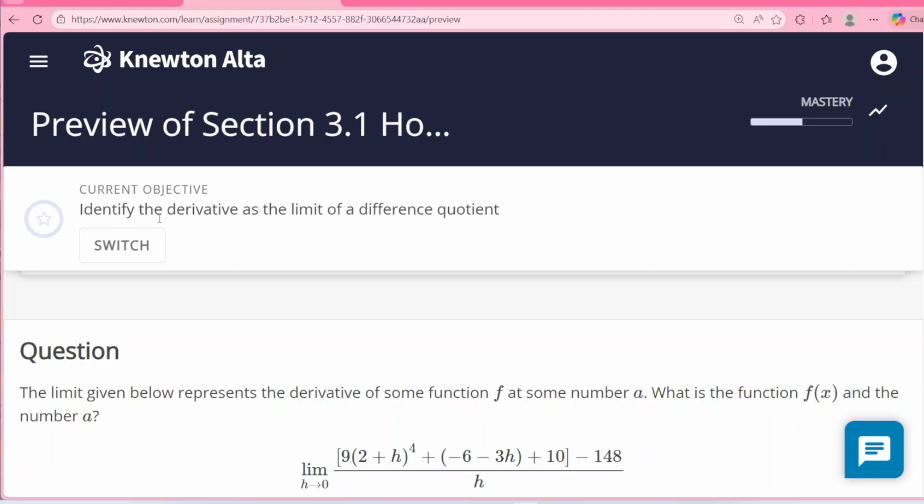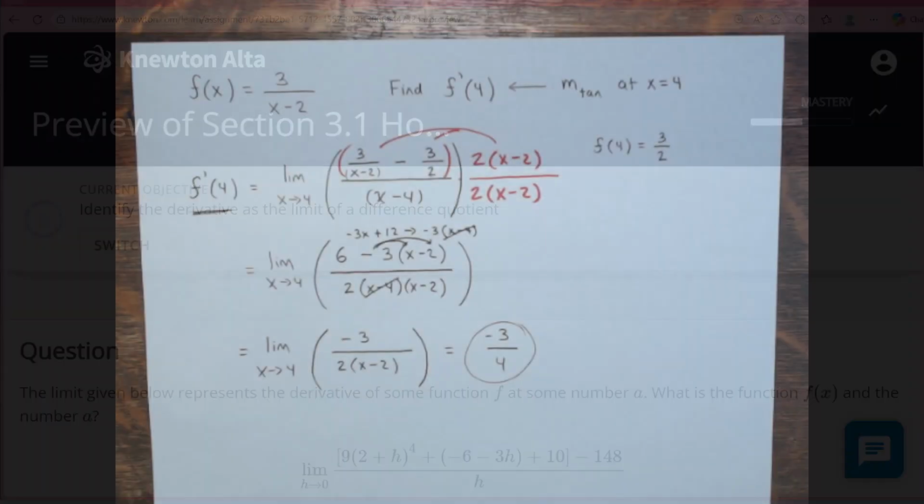All right. So here, identify the derivative as the limit of a difference quotient. So another new way of expressing something we've already seen. So remember that f prime just means slope of a tangent line, derivative. The difference quotient of a function were those slopes of secant lines.